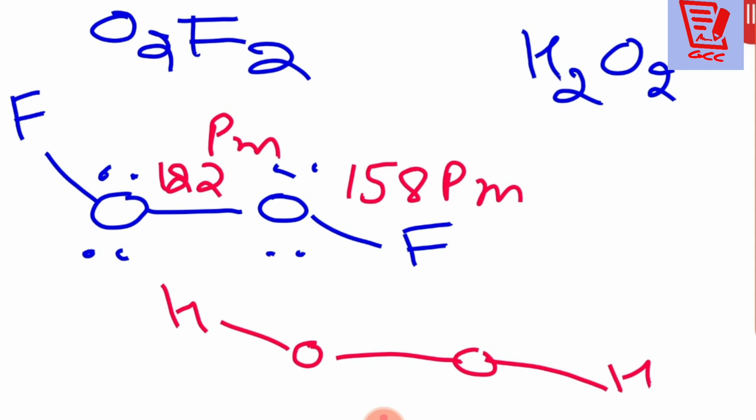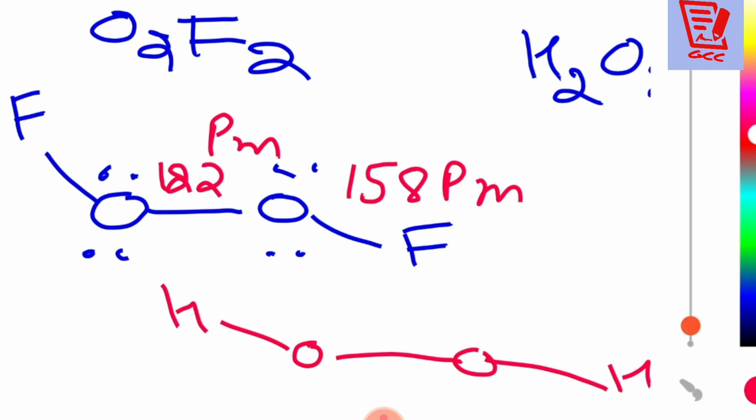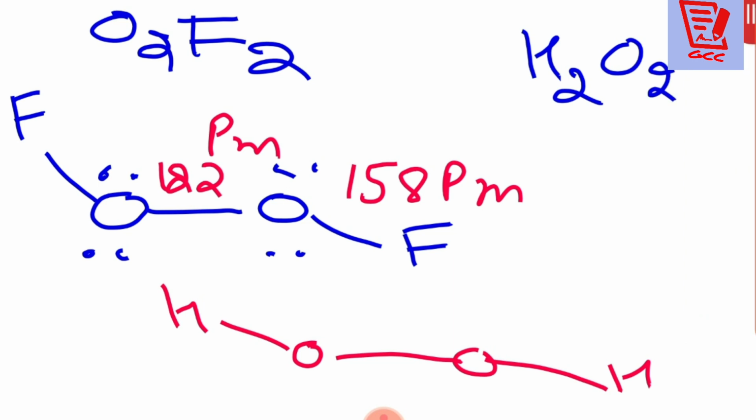Now in this case, you must see the bond length between oxygen and oxygen is 147.5 picometer, and the OH bond length is near about 95 picometer. Is that clear to you? Now you must see the difference.